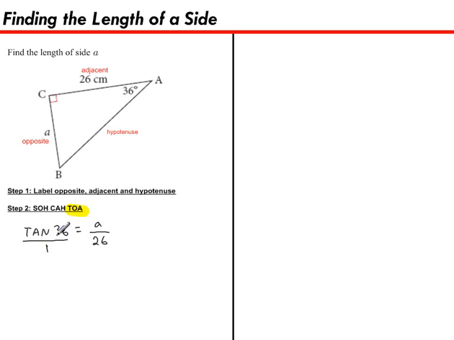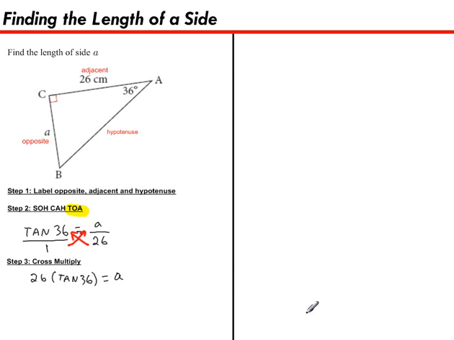So I have a fraction equaling a fraction. So this sounds like a job for cross multiplication. When I cross multiply, I'm going to get 26 times tan 36. The tan 36 stays together, so I'll put that in a bracket. And that's going to be equal to 1 times A, which is just A. So I've got A by itself. Now I just need to solve for this part. To do that, I'm going to need my scientific calculator.